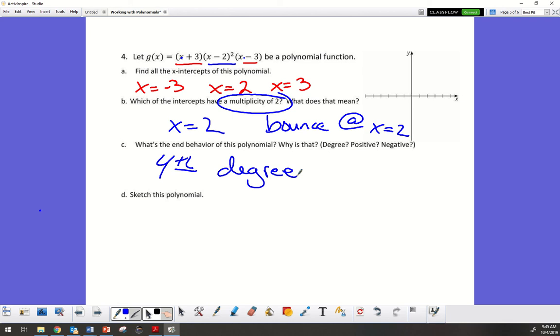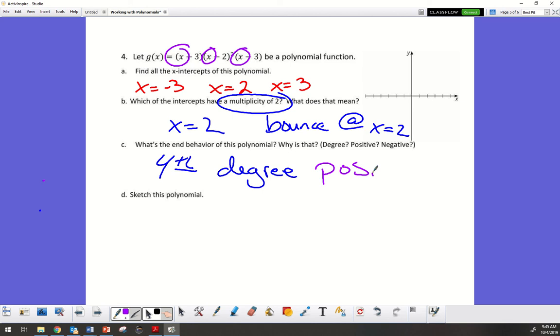So now, look at all my first numbers. Look at all the first numbers here. And we're going to tell you if it's positive, negative, or whatever. So I have a positive 1, a positive 1, a positive 1. So all of it's going to be positive, right? So this is going to be a positive 4th degree.